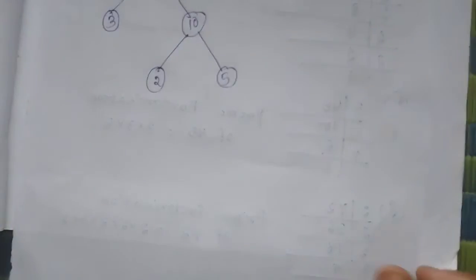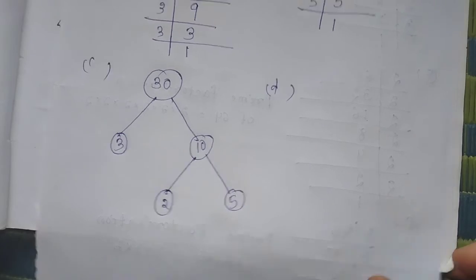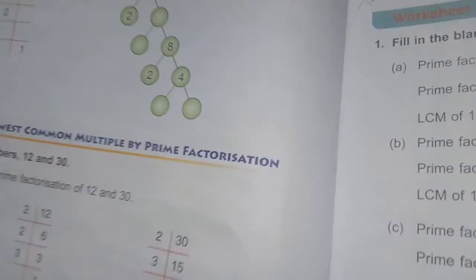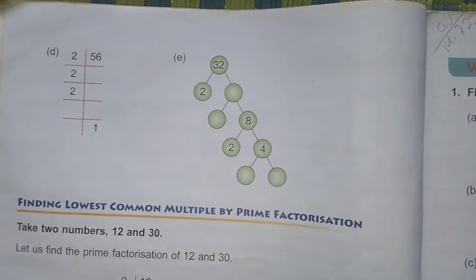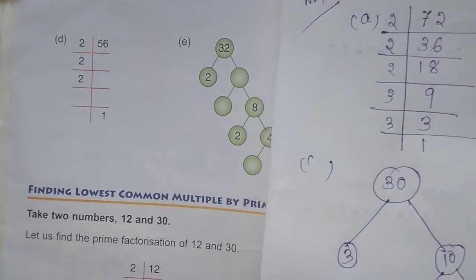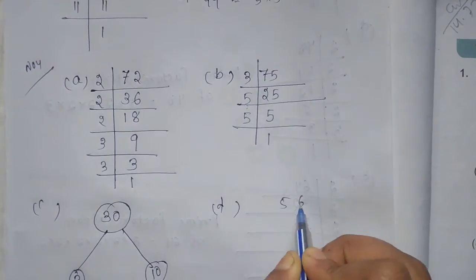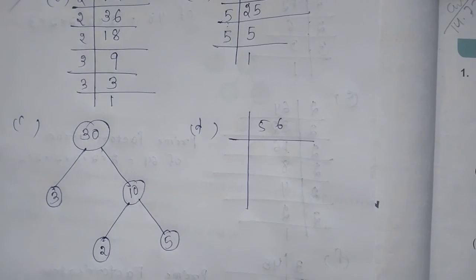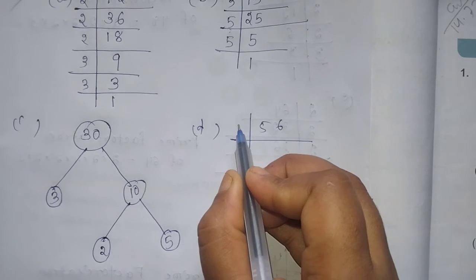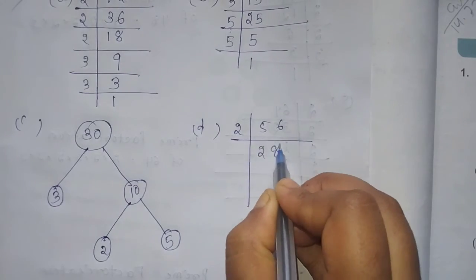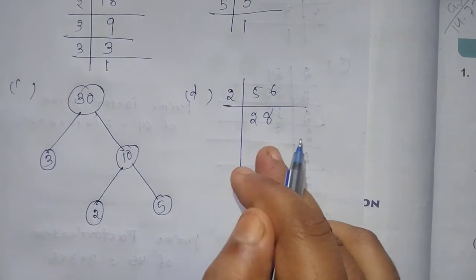Then D. We solve D, 56. First we can divide 56 by the prime number 2. 2 2s are 4, 2 8s are 16. We get quotient 28 and we write below.